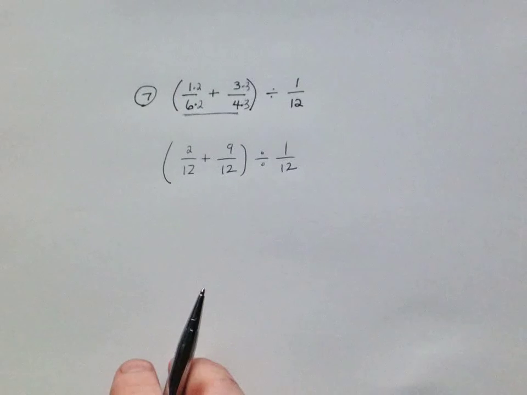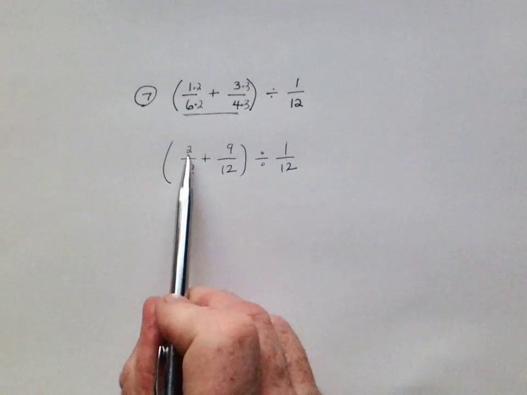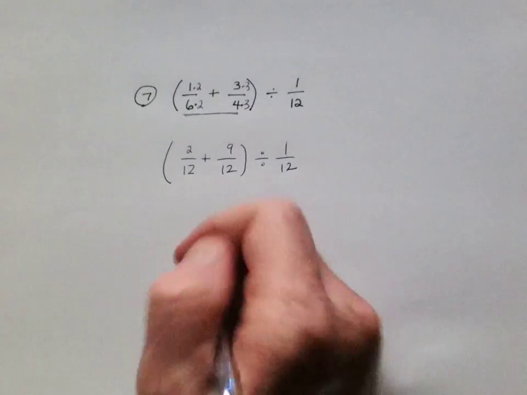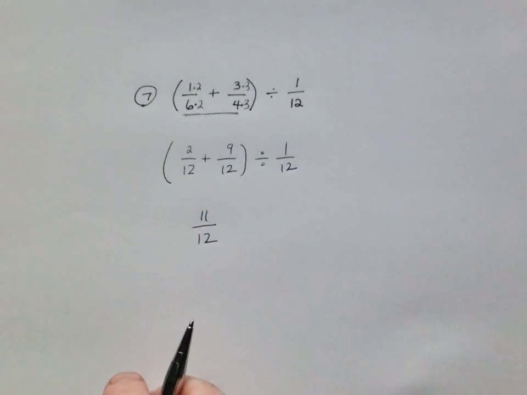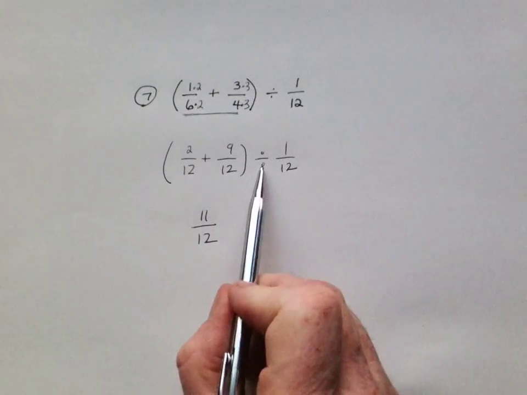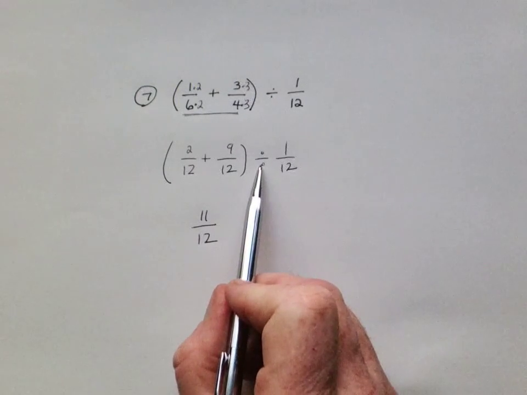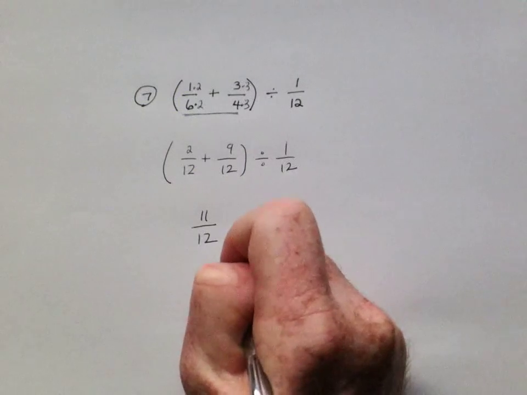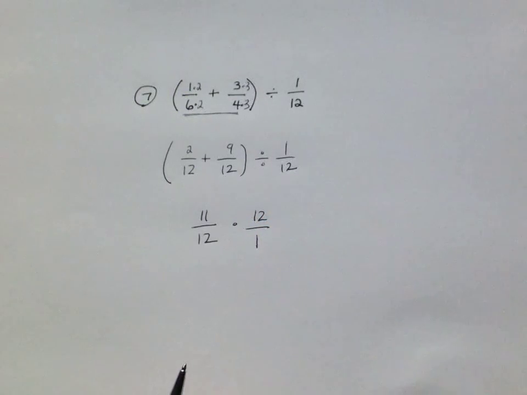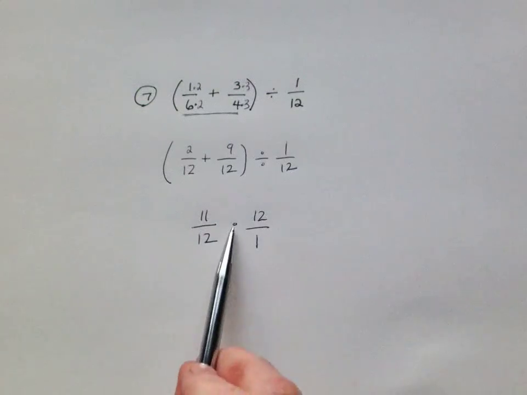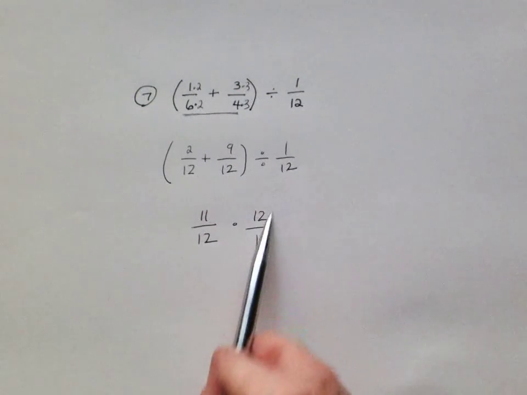And then to finish inside the parentheses, adding these two together, a 2 plus a 9, that's going to be 11 over 12. Now that I've done the adding, I don't need parentheses anymore. And I can go ahead and start working on this. To divide means invert and multiply. So to divide by the fraction 1 over 12 means that you change it to multiplication, but then you invert this fraction.